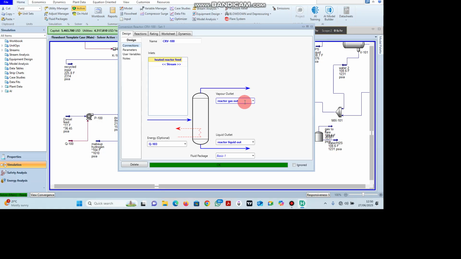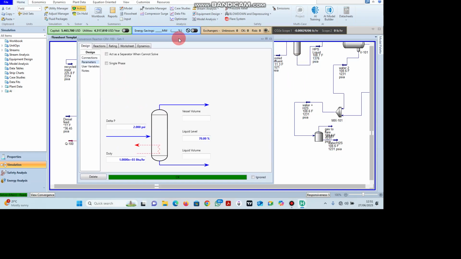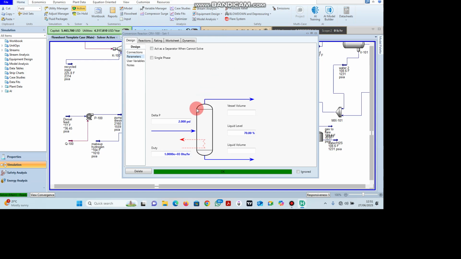Then you need an outlet, a vapor outlet. So I'll say reactor gas out, reactor liquid out, right? Then I'll come to parameter delta P. Your change in pressure should not be too much. If your change in pressure is too much, you have a lot of problems.